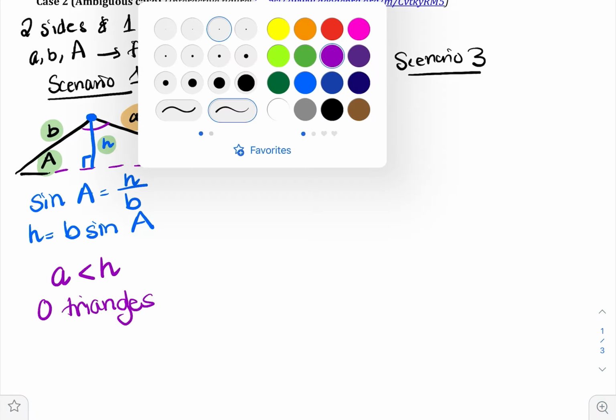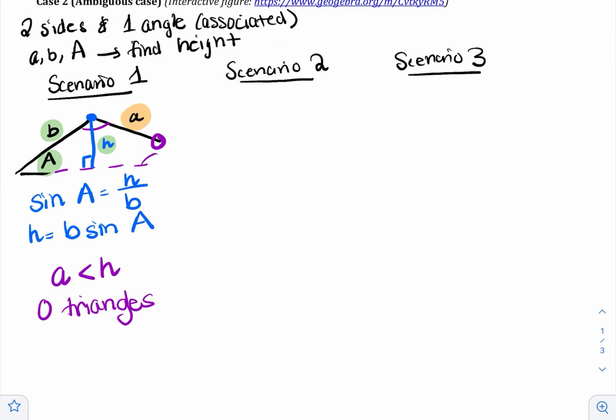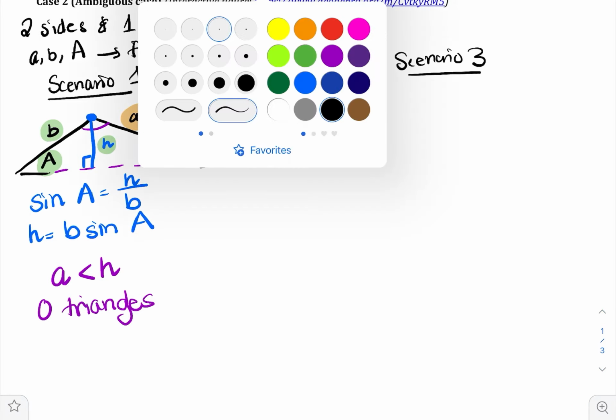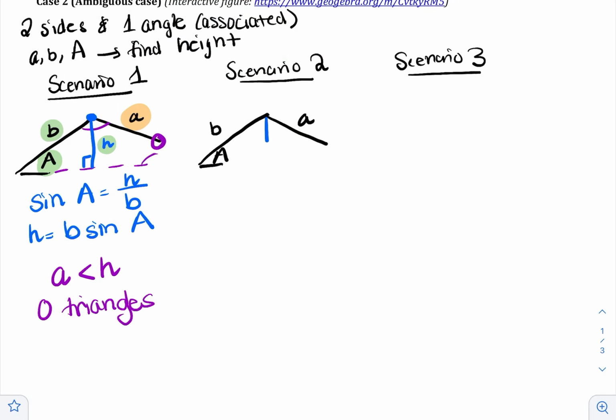Let's look at scenario 2. We begin exactly the same. We have angle here. Oops, not very straight. Let's try again. Here's angle A, here's angle B, side B, side A. Again, I have the height of the triangle, which goes straight down and creates a perpendicular. The height is still the same: b sine A.